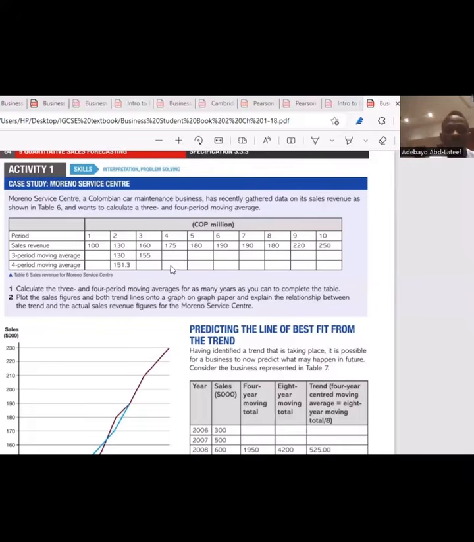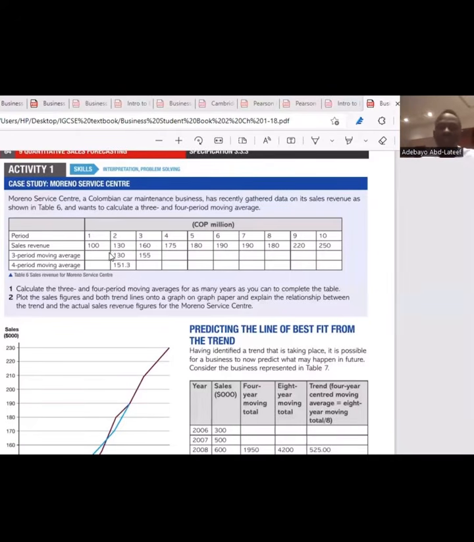So for the 4 period moving average, I think that is clear, right? Yeah. So you calculate the first, the second, and the third year for year 1. And when you are calculating for year 2, you take year 1 away. Do you understand? You start your calculation from year 2, which is from 130. That means 130 plus 160 plus 175. Now I'm talking about the third period moving average. I think that is clear.